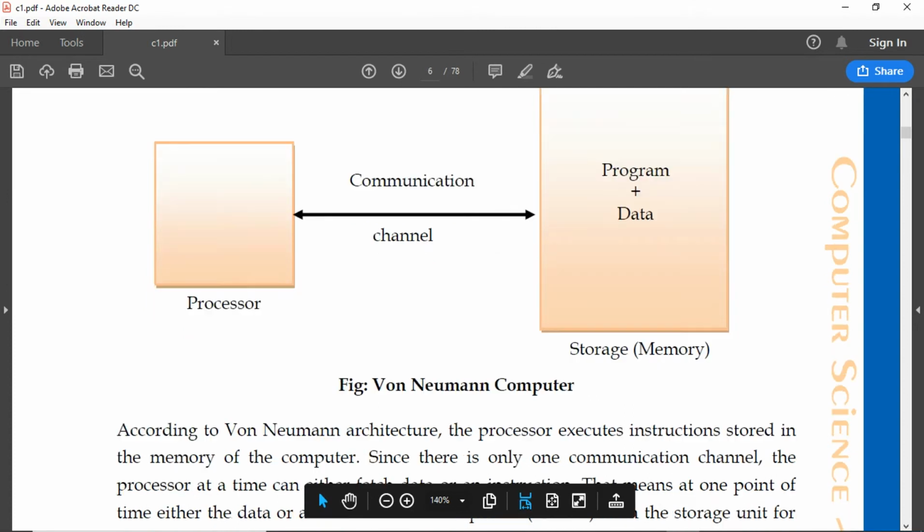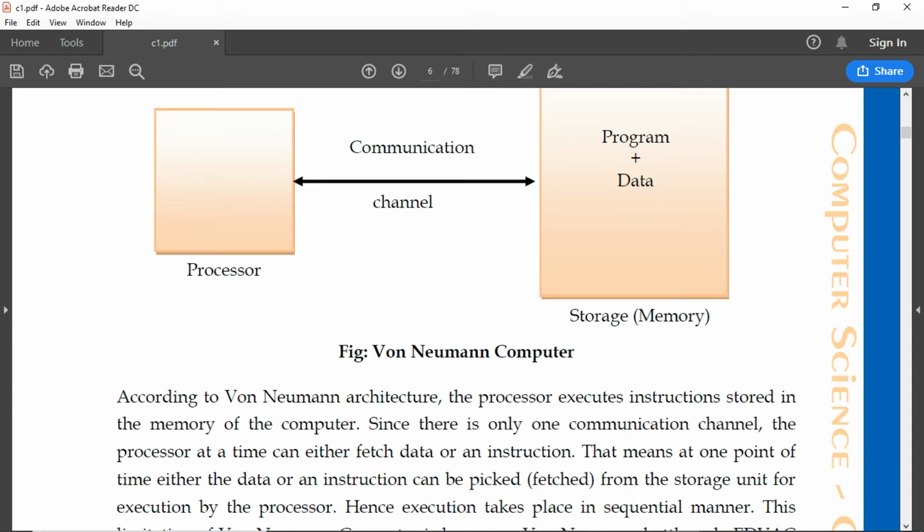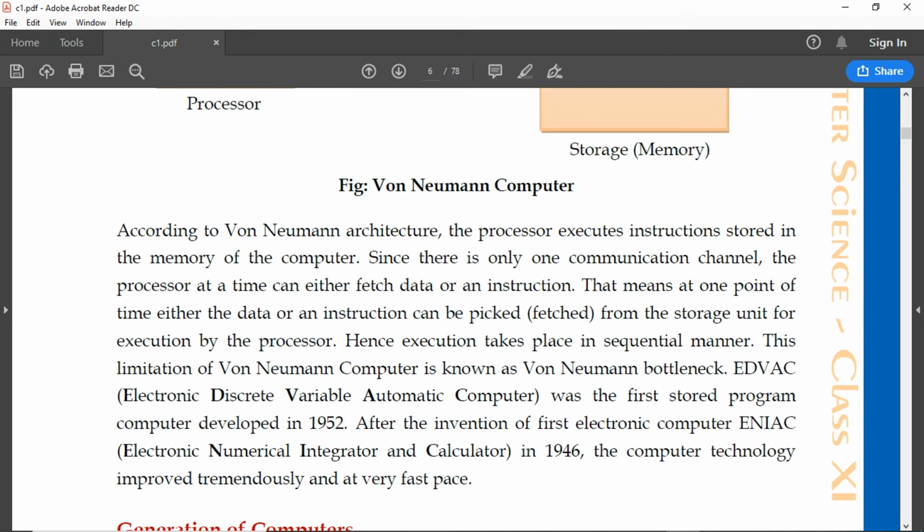According to von Neumann architecture, the processor executes instructions stored in the memory of the computer. Since there is only one communication channel, the processor at a time can either fetch data or an instruction. That means at one point of time either the data or an instruction can be fetched from the storage unit for execution by the processor. Hence execution takes place in a sequential manner. This limitation of the von Neumann computer is known as the von Neumann bottleneck.